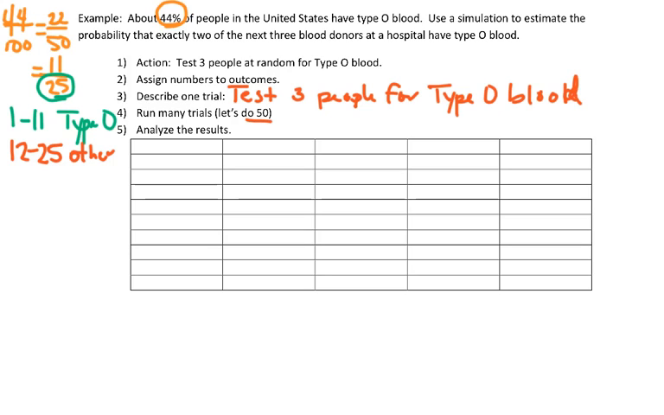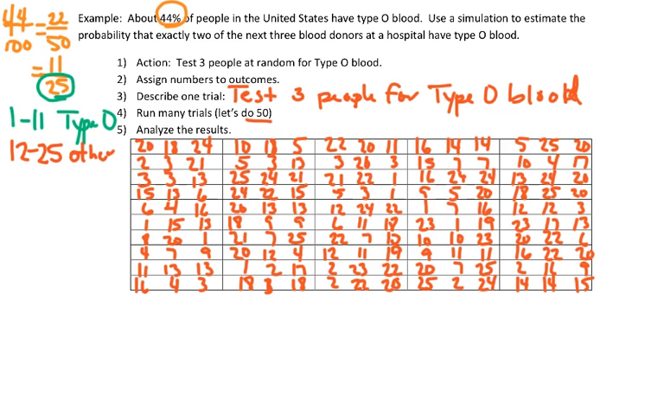So what we need to do is grab our calculators and do the random integer generator. And we are going to have numbers 1 through 25. So I'm setting that up on my calculator right now. And then I'm going to randomly generate 3 numbers for each box. I'm going to do 50 trials. So again, I highly recommend that you create your own table so that you get practice using that generator.